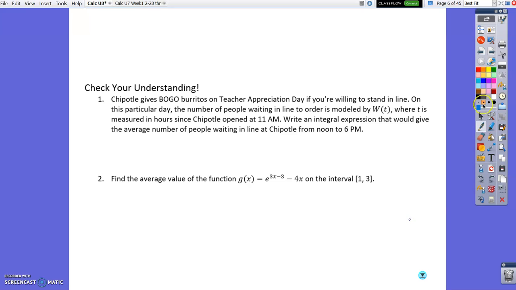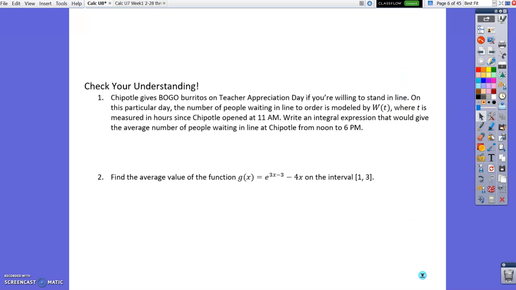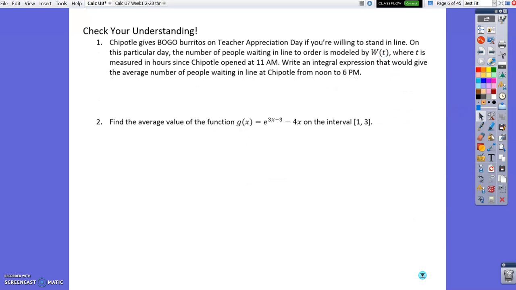So again, we got some check your understanding. I am going to explain these as I do them, but do try to do them on your own without the explanation, because that's really important too. So we got Chipotle giving buy one, get one burritos on Teacher Appreciation Day. If you're willing to stand in line on a particular day, the number of people waiting in line is modeled by W of t, where t is measured in the hours since they opened. Write an integral expression that would give the average number of people waiting in line.